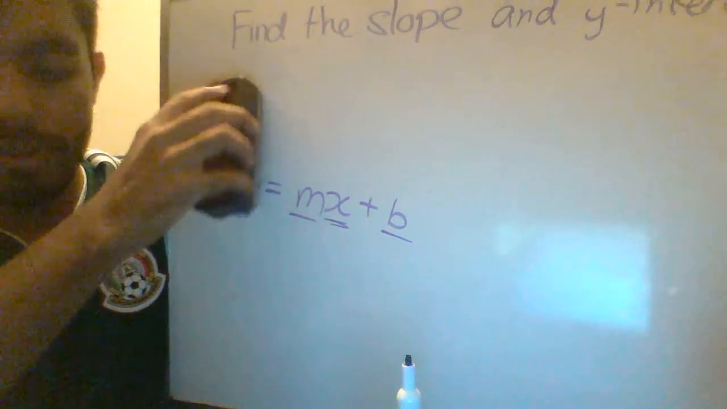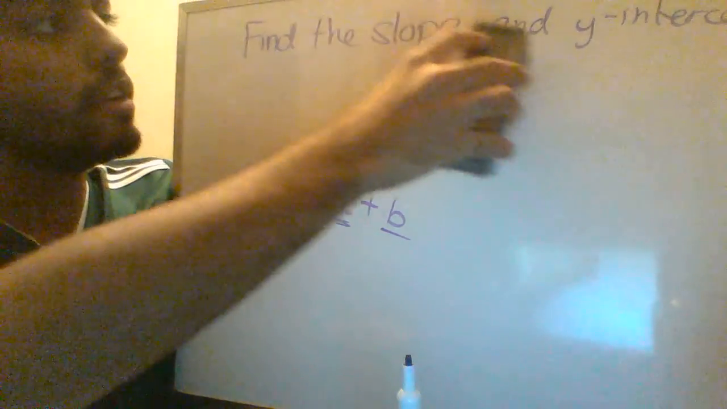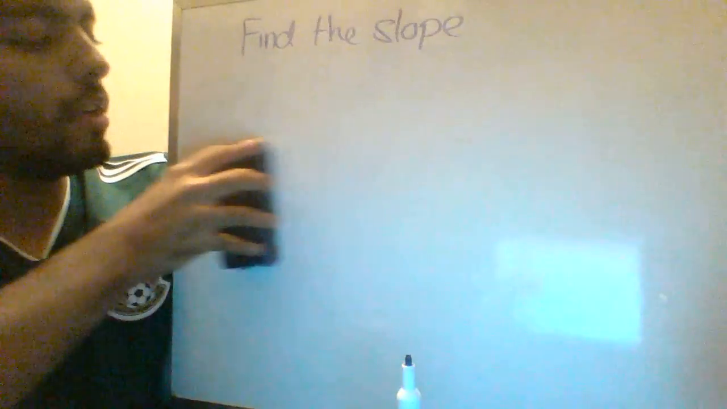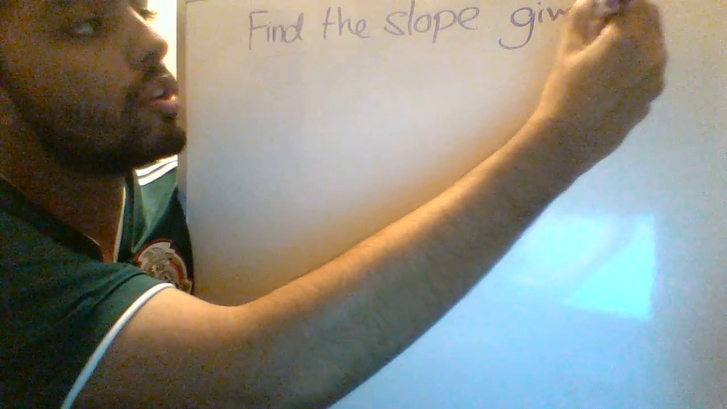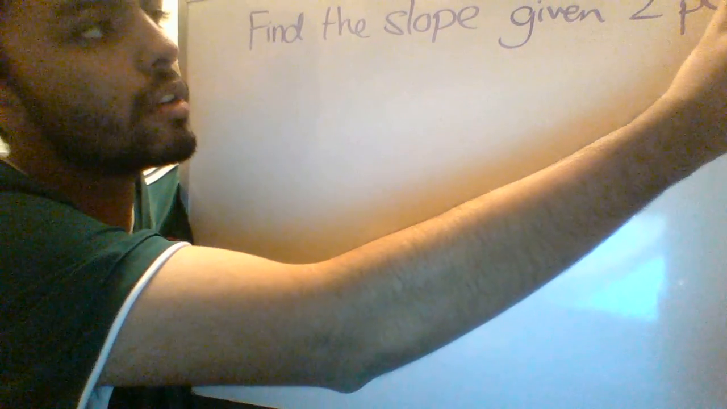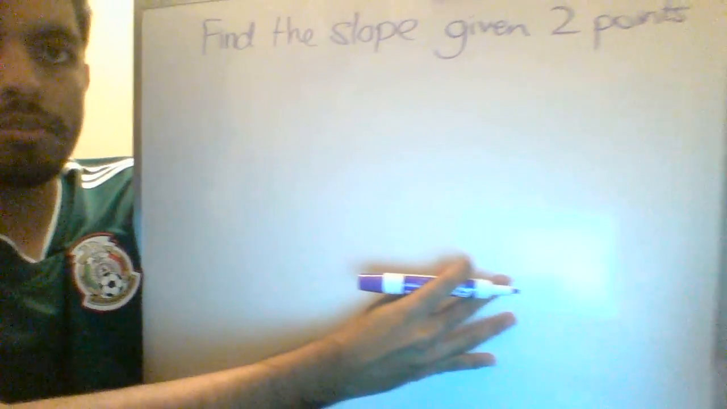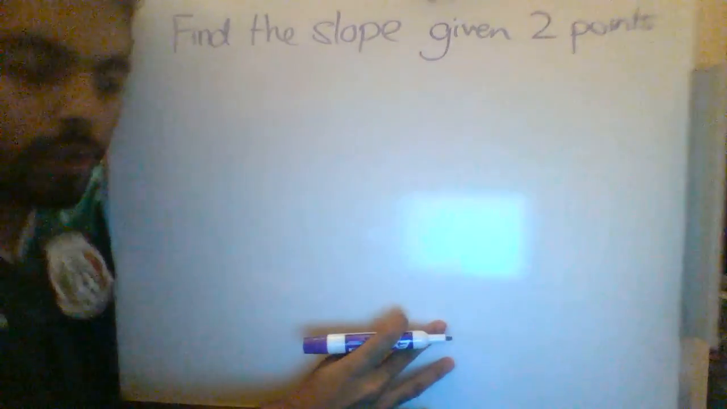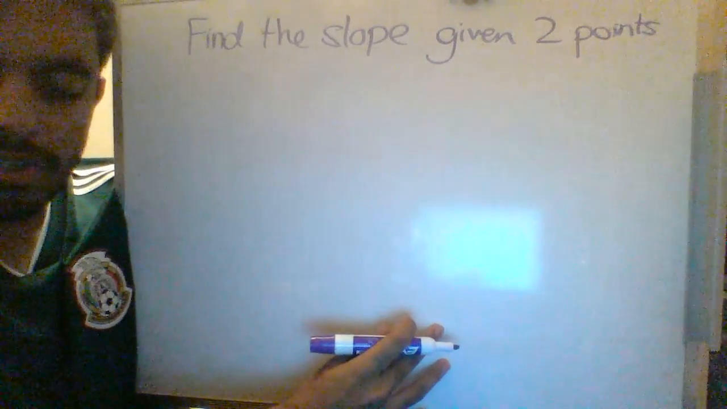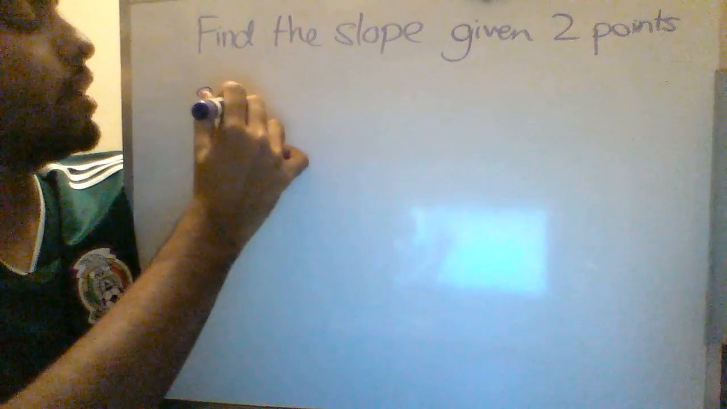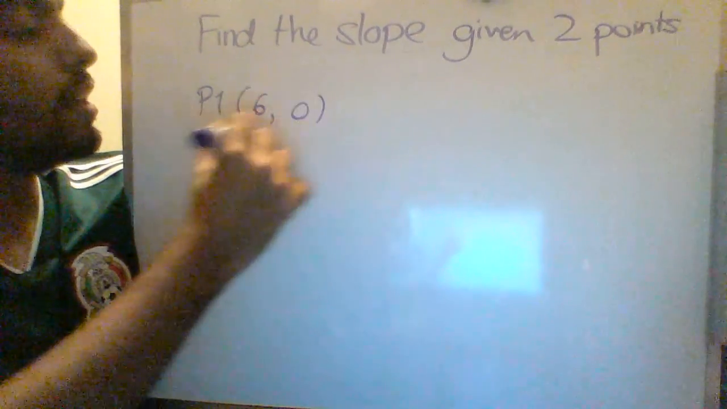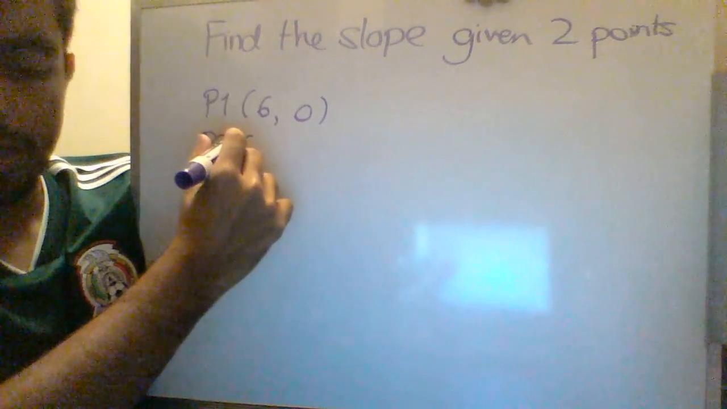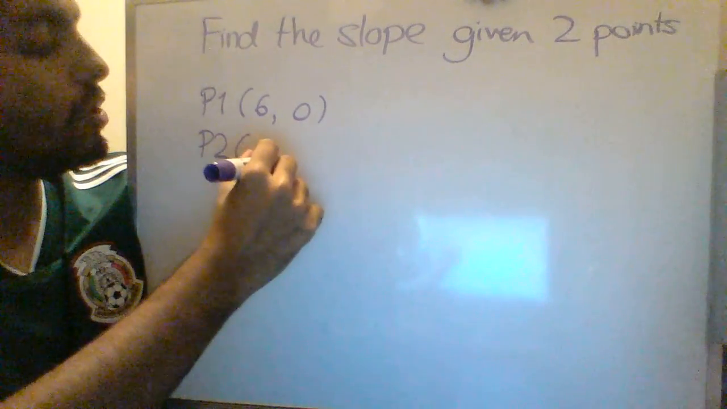But now we change gears just a little bit, and we're going to find the slope a different way. We're going to find the slope given 2 points. So I've given you point 1 is (6, 0), and point 2 is (12, 2).